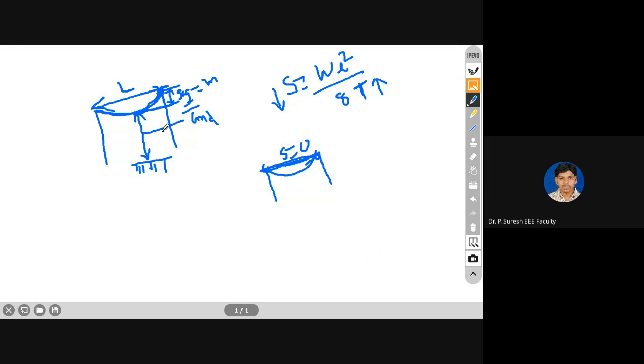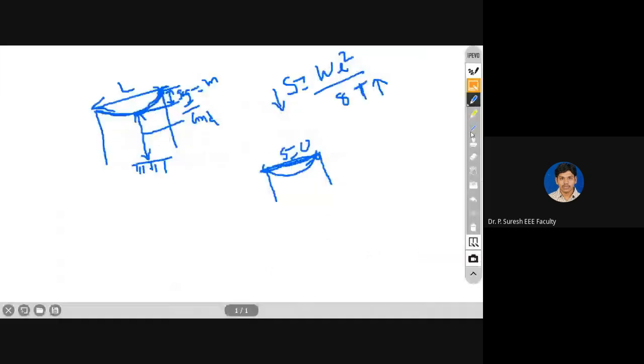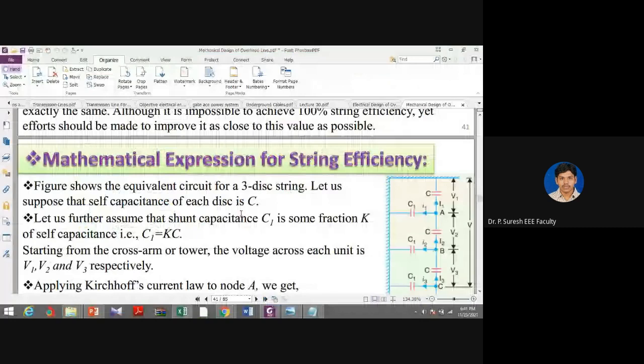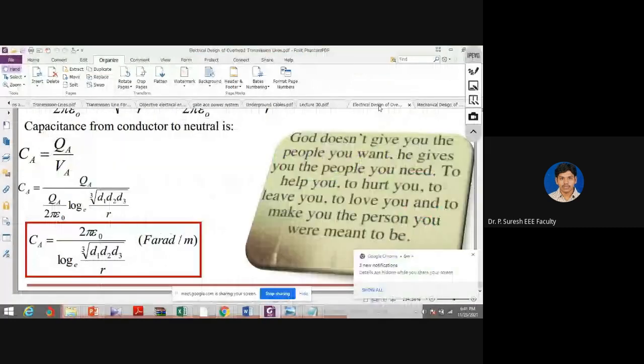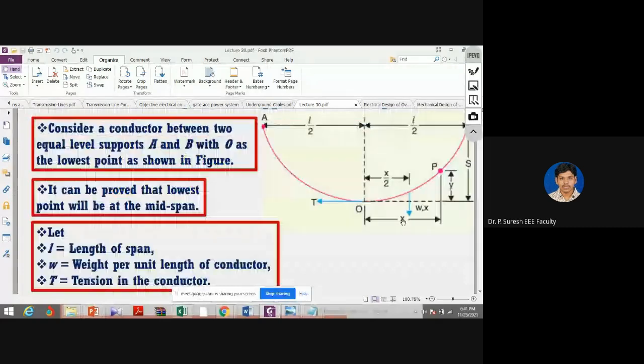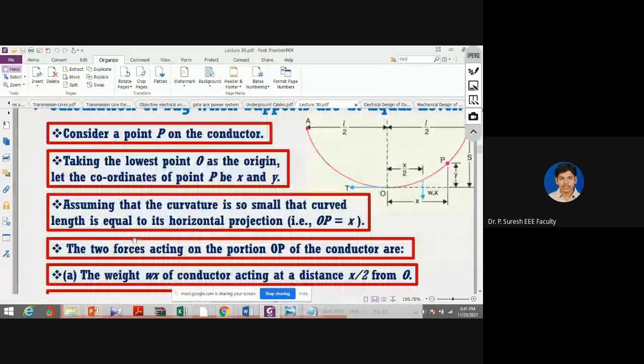Okay. So here two cases are there: equal level towers and unequal level towers. We have a formula sheet. Two things: supports at equal levels and supports at unequal levels. Already we know that L is the span length, W is the weight of the conductor, and T is the tension. So directly I am using this formula: S equal to W L square by 8T for equal level supports.